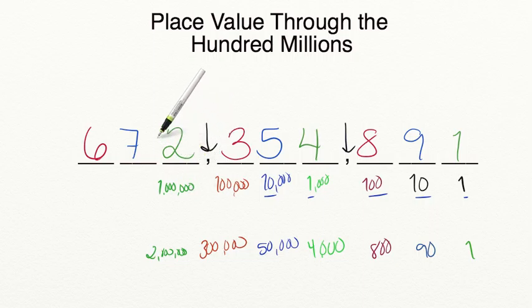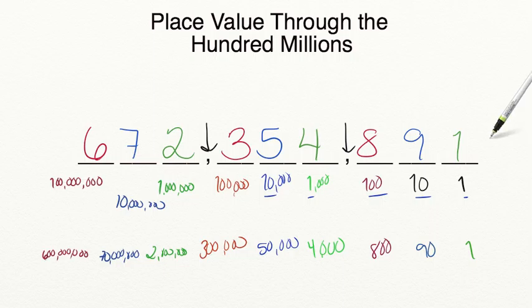And if we then move over to the 10 millions place, we have 7 times 10 million, which would have a value of 70 million. And finally, we've reached the 100 millions place, and we have 600 million. So as you can see, we have now labeled all of the different place values up to the 100 millions place. But we're going to go one step further.